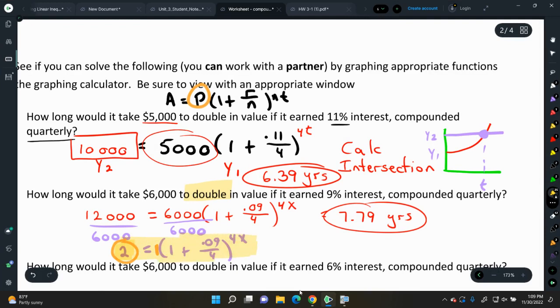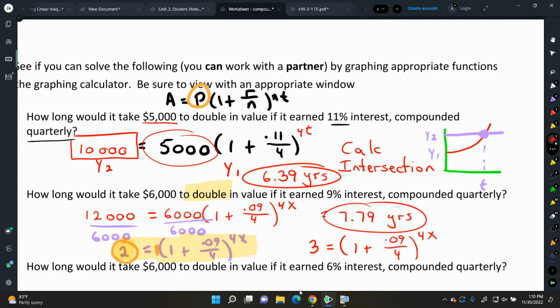If it said how long would it take to triple my $6,000, what would that equation look like? It would be 3 equals 1 plus 0.09 over 4 to the 4x. If it said how long until it's 10 times, it would be 10 equals. Okay, does everybody understand that? It does make the graphing easier, but you'll get the same answer regardless.